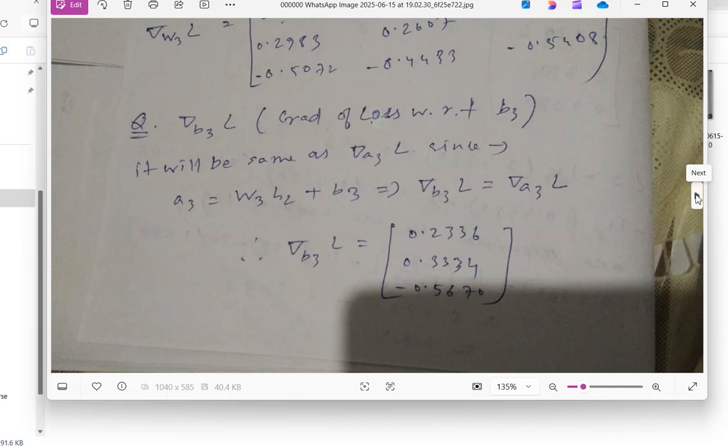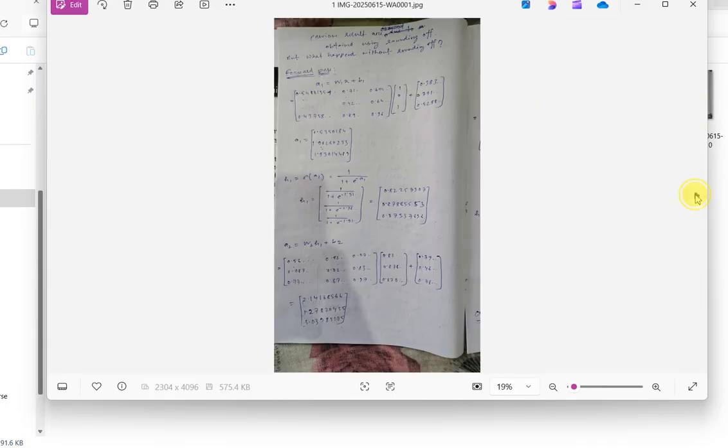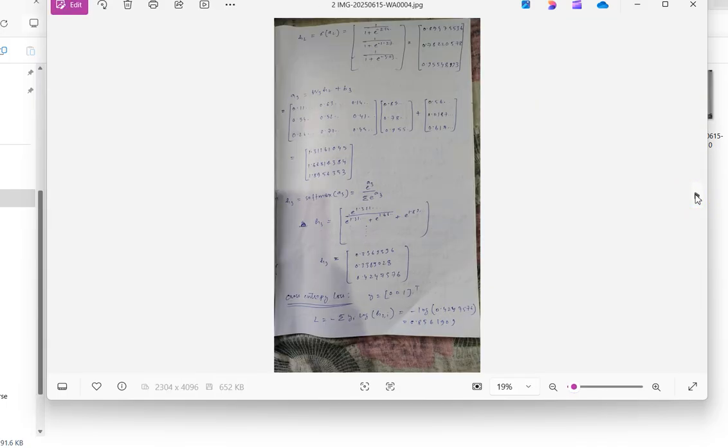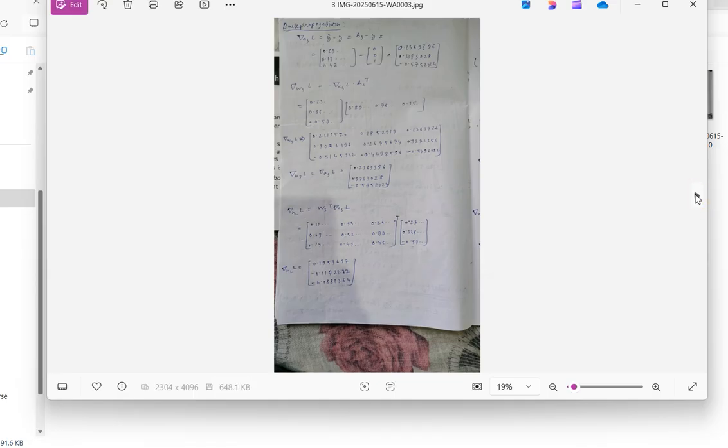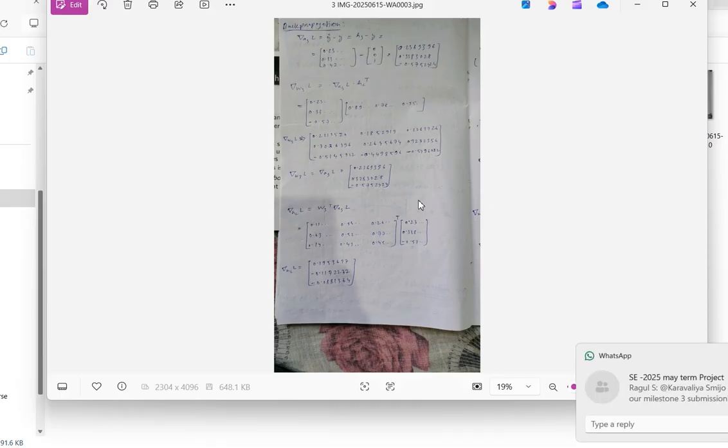The reason is also very simple. A3 and B3 are linearly dependent. That is why. The next thing we need to calculate is the gradient of loss with respect to H2, which is nothing but W3, the third weight matrix transpose, times the gradient of loss with respect to A3.